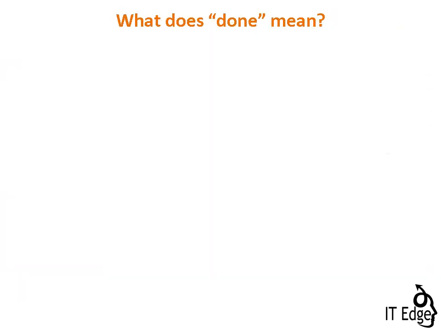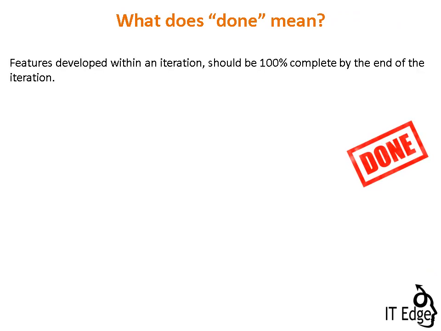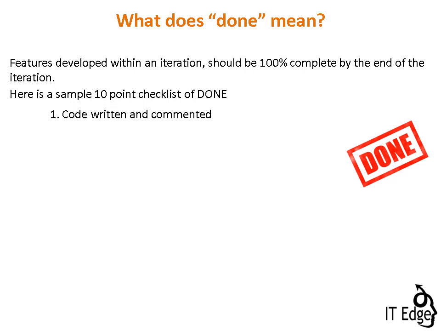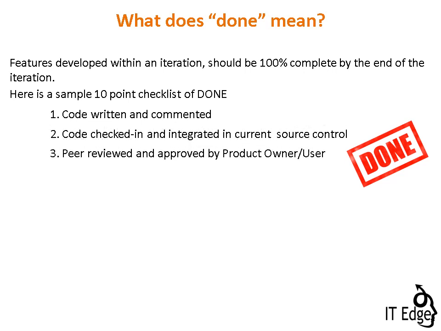Done means done. Features developed within an iteration should be 100% complete by the end of the iteration. Here is a sample 10-point checklist of done. 1. Code written and commented. 2. Code checked in and integrated in current source control. 3. Peer reviewed and approved by product owner user. 4. Unit tests written and passed.